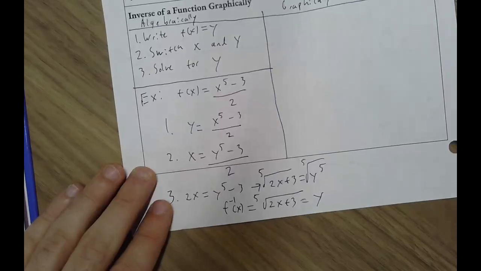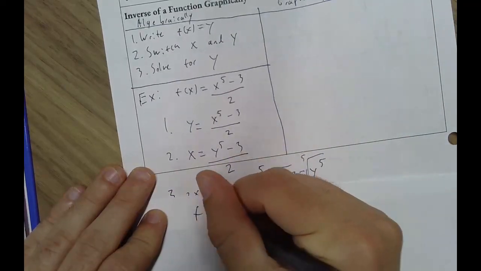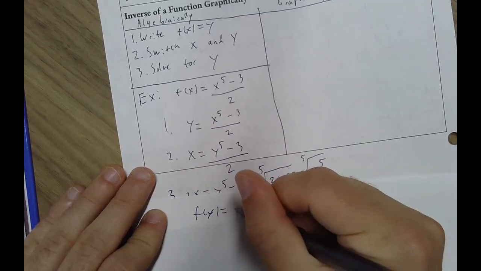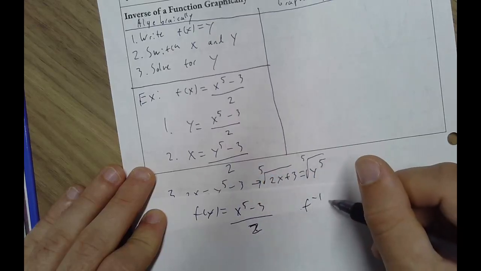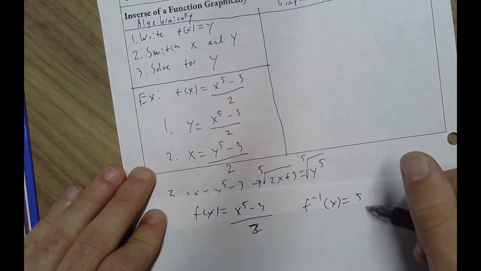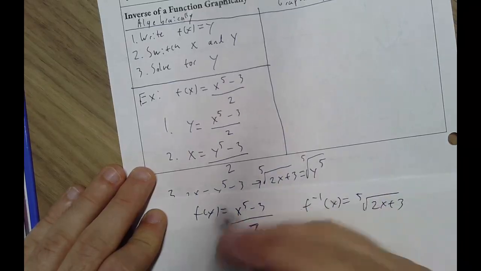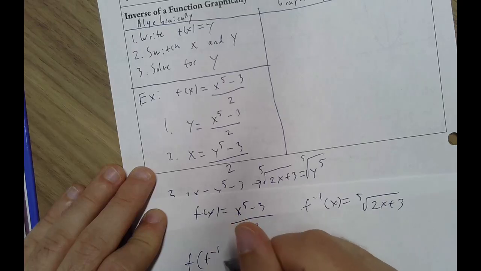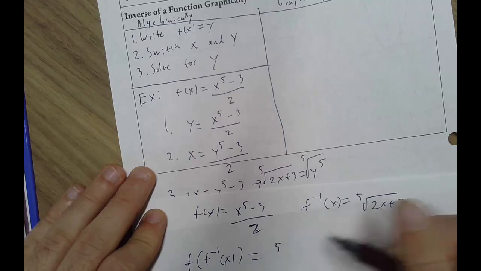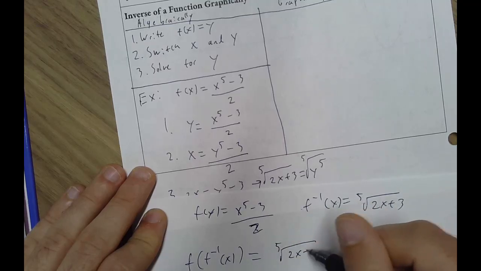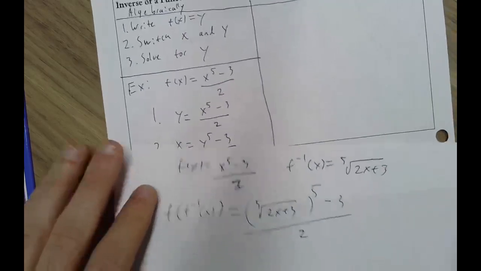Okay, so for this example, my f of x was x to the fifth minus 3 over 2. My inverse was the fifth root of 2x plus 3. So I'm going to do f of the inverse, and that's going to be the fifth root of 2x plus 3, all to the fifth power, minus 3 over 2.